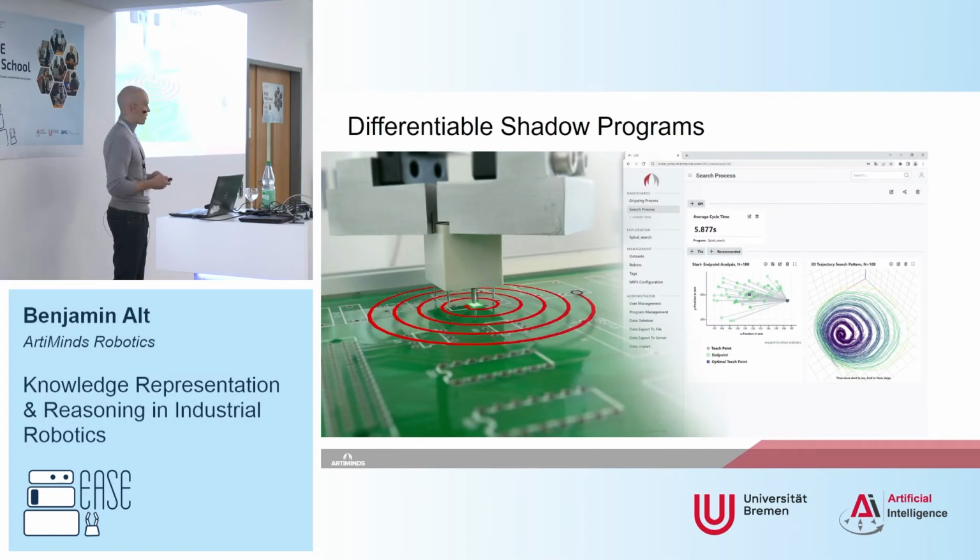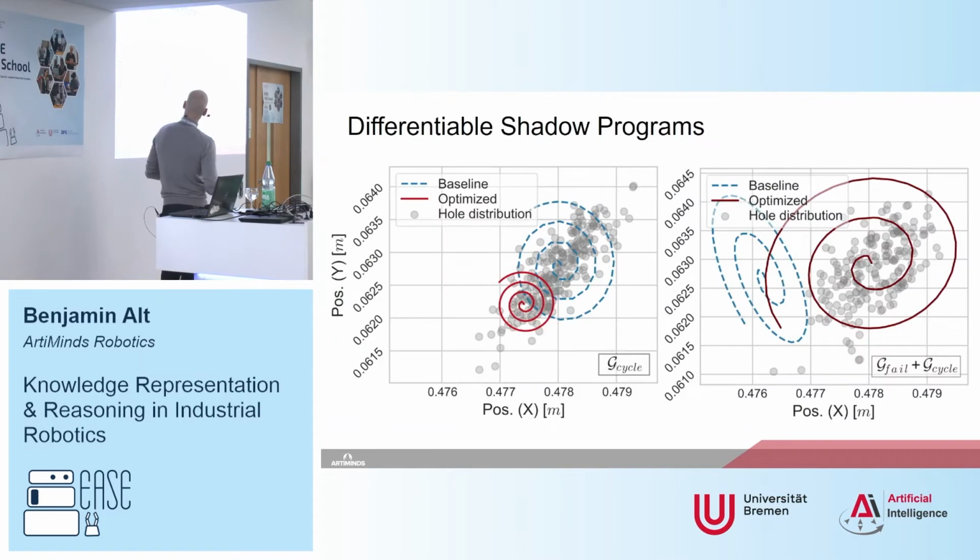We did the same thing for spiral search. I briefly explained spiral search before. What we found is that the same approach can also be used to adapt the parameters of such a spiral search to fit the underlying distribution of the holes, which is impossible for a human to do. You can't even see the distribution. This is sub-millimeter. So this is maybe 1 millimeter.